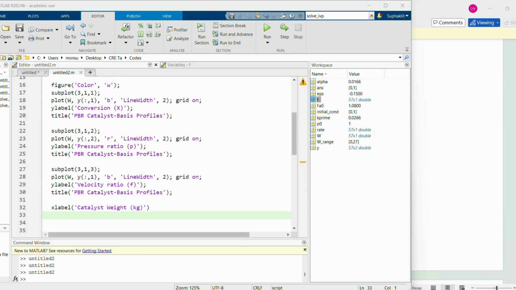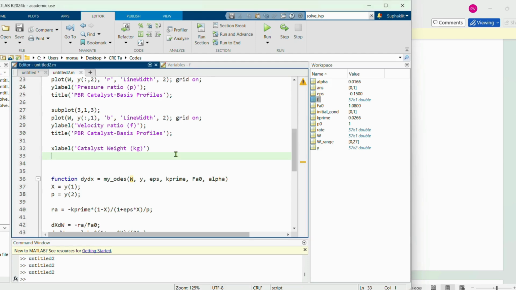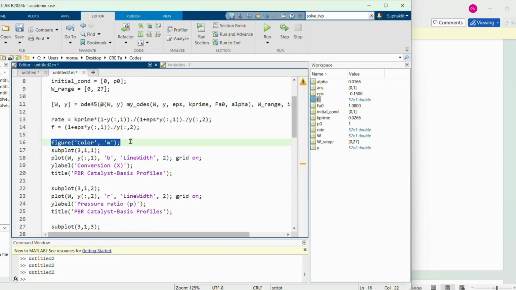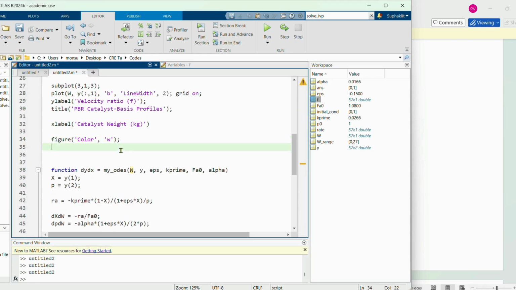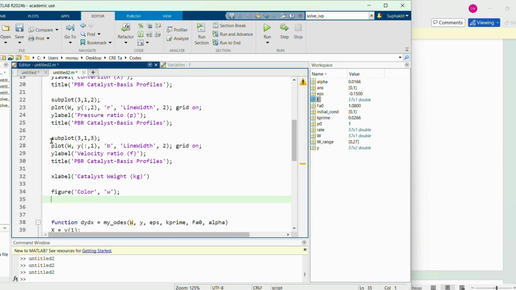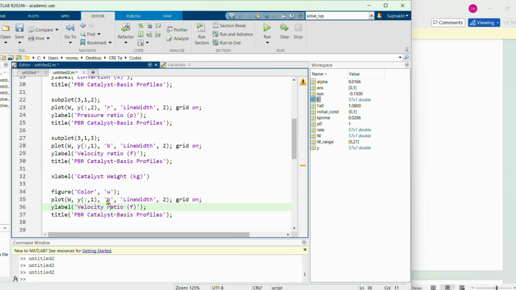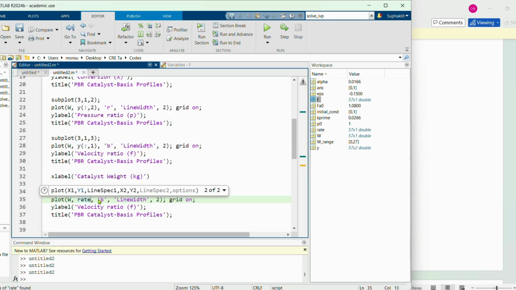And to plot the reaction rate, I'm going to create another figure. Go ahead and plot our rate.